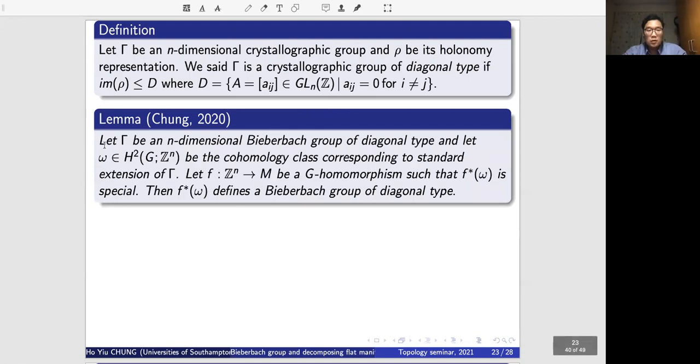So there is a lemma that I came up with last year. We're saying that if you have a Bieberbach group of diagonal type, where omega is the cohomology class corresponding to the standard extension with Z^n as the kernel and finite group G as the quotient, and if you have a G-homomorphism f from Z^n to M such that f star omega, where f star is the induced cohomology map, is special, then this f star omega will define a Bieberbach group of diagonal type. Maybe it's unclear what's going on. Let's go back to the picture and be more clear.